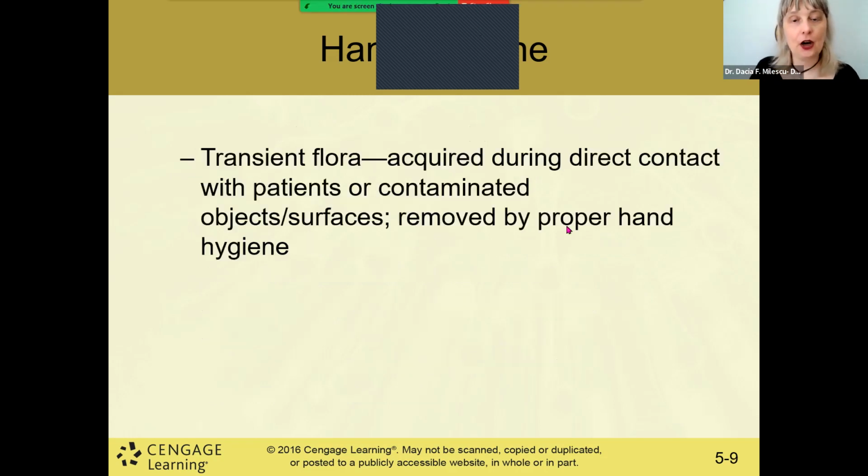Now, let's move on and talk about transient flora. Transient flora is acquired during direct contact with patients. There is direct contamination of objects or surfaces with the patient. And if you have proper hand hygiene, this wouldn't even be a problem. Okay. So these transient flora can be removed.